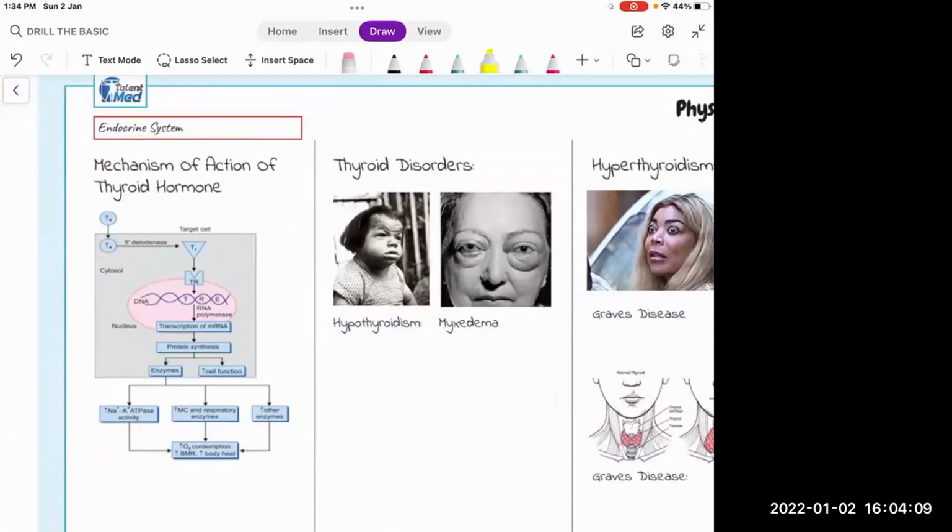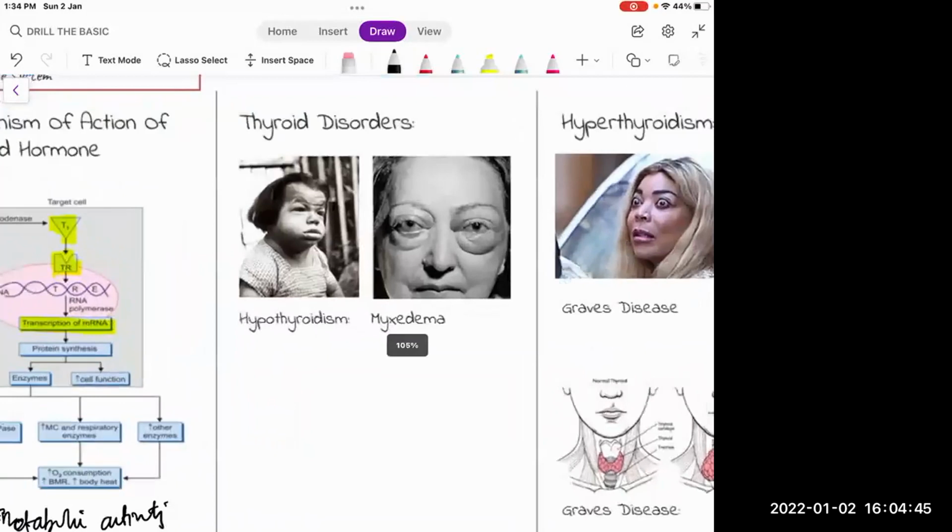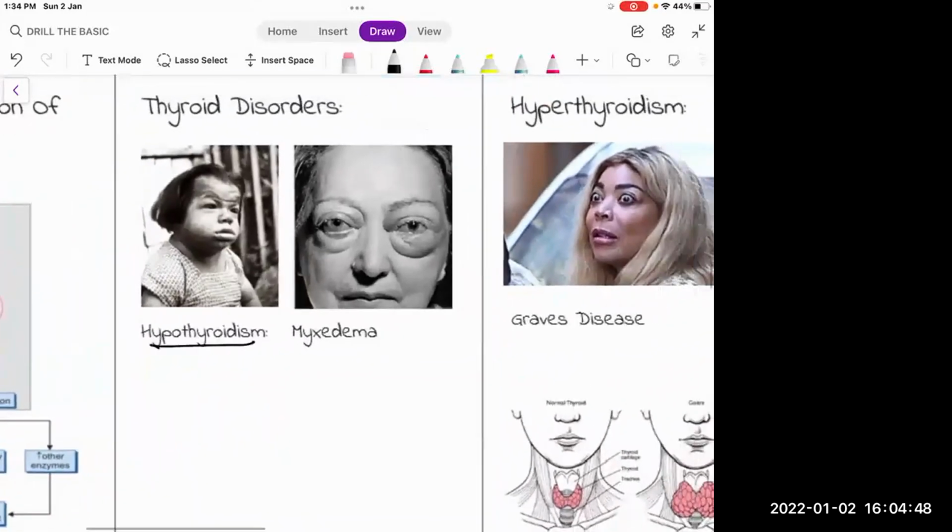And for the metabolic activity, this thyroid hormone will act on the nuclear receptor, the thyroid receptor. T3 will act on the nuclear receptor and increase the transcription of mRNA. Since it is acting at the nuclear level, it has the greatest metabolic activity. So it has a major role in metabolic activity. Okay, clear? So some thyroid disorders: if you encounter hypothyroidism in children, you call it cretinism.